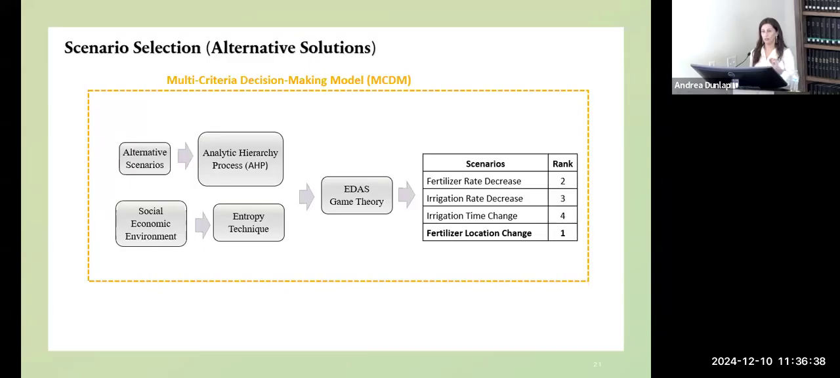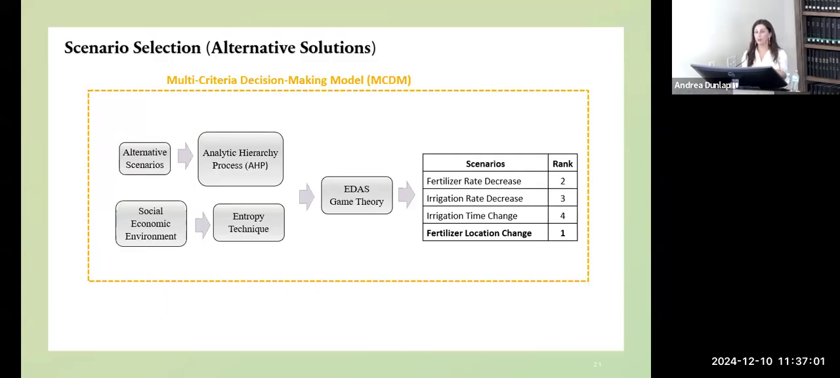The question again is for some explanation about fertilizer location change. That's what you want, right?